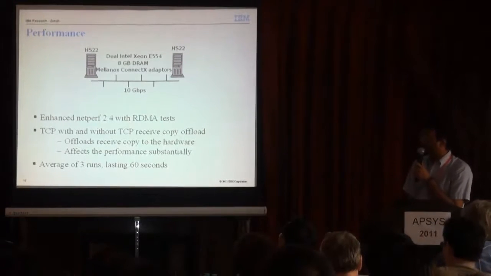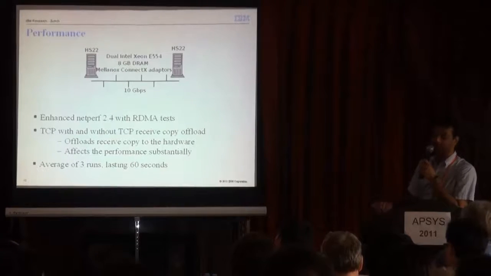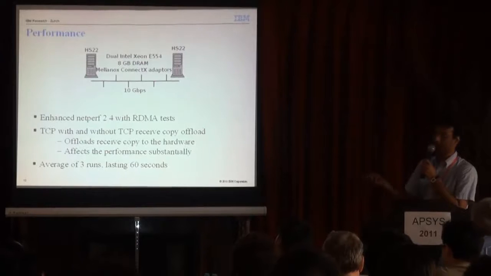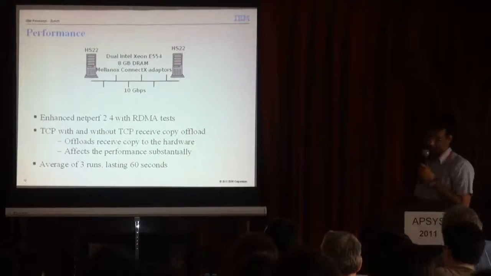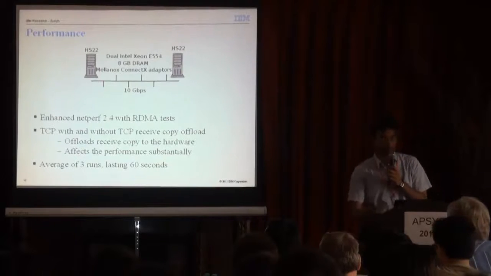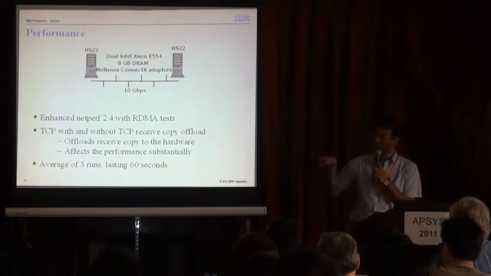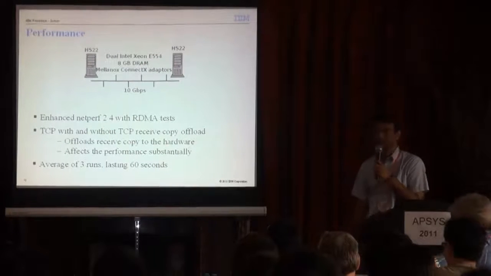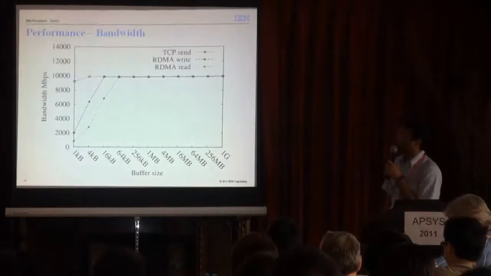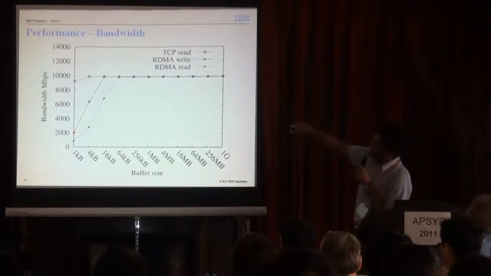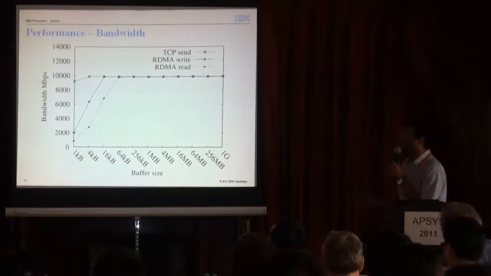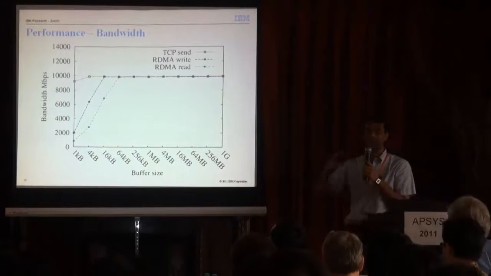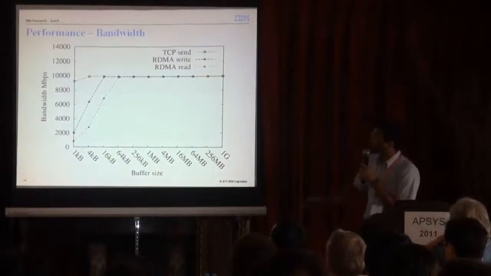And these numbers which I'm going to report are averages of three runs lasting a minute each. For the TCP performance, for the baseline comparison, we actually report two variants of TCP: one with TCP receive copy offload, one without. And we'll see how that affects the performance of TCP. So bandwidth: on the y-axis here, you have bandwidth in megabits per second. On the x-axis, you have buffer size.